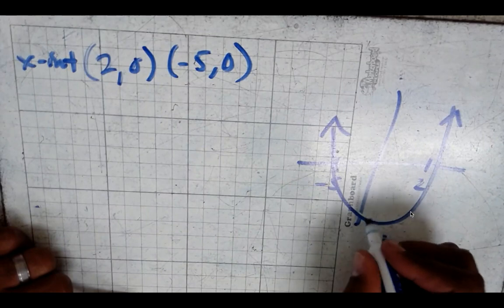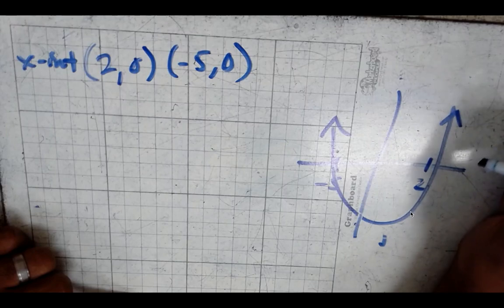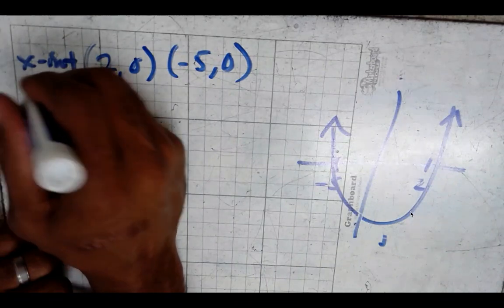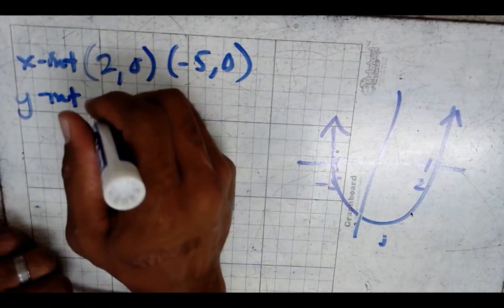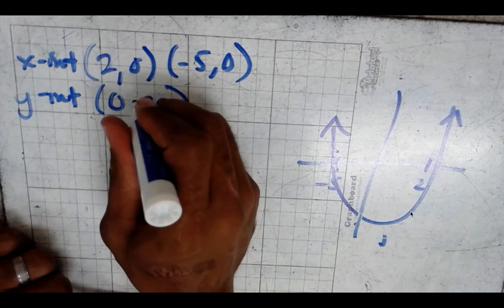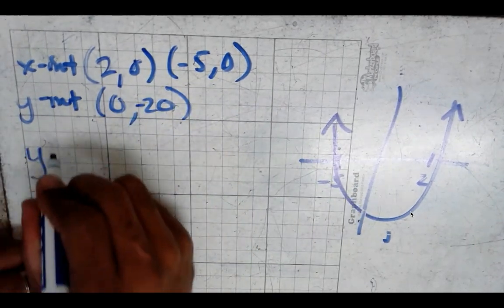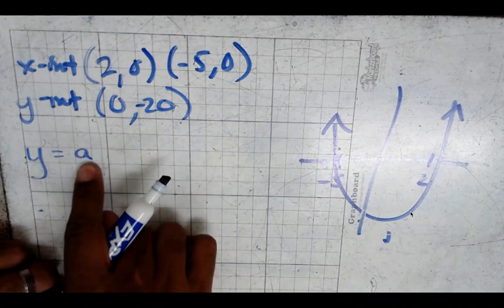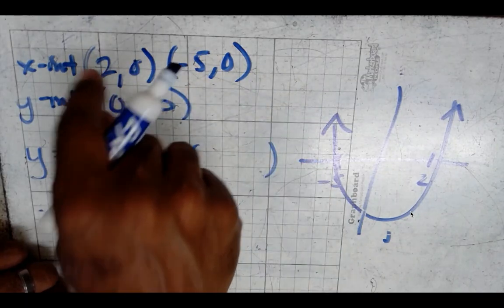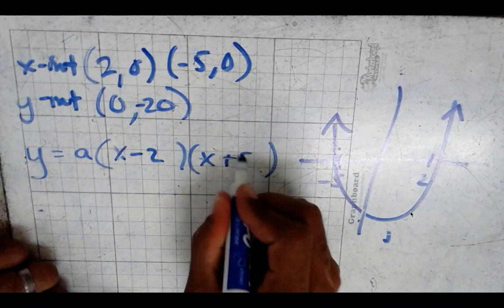And let's say it also gives you another point. Let's just actually use a y-intercept, and let's say that y-intercept is 0, and let's say minus 20. Now, as I set up my equation, I need to put an a value in front, and I'm going to set up the factors. The factors come from your x-intercepts. So if that's plus 2, then I put x minus 2. Negative 5, I will put x plus 5.